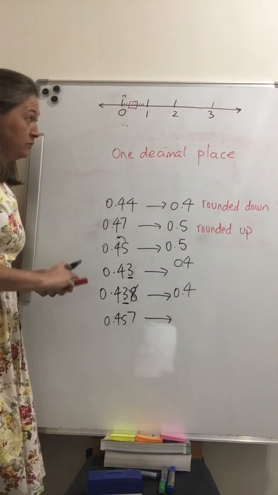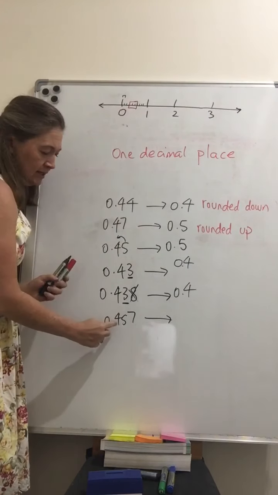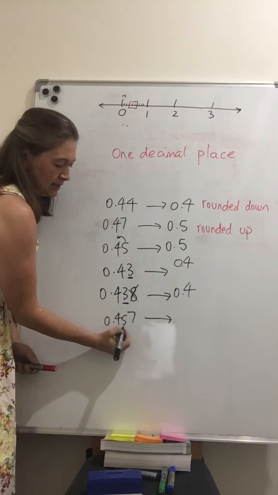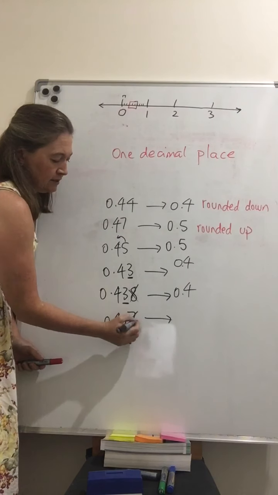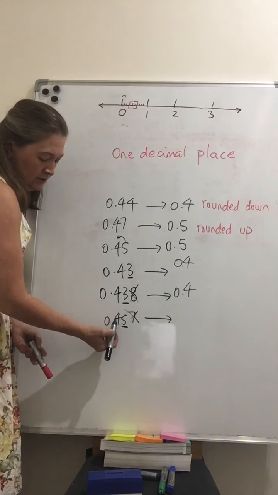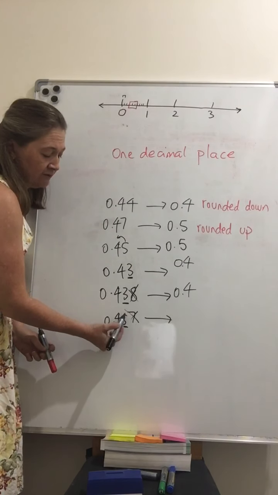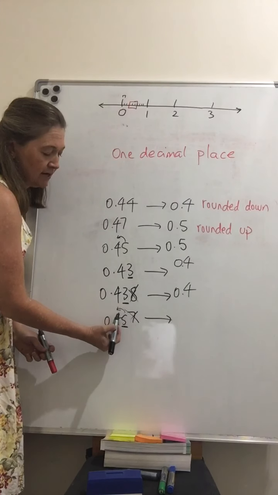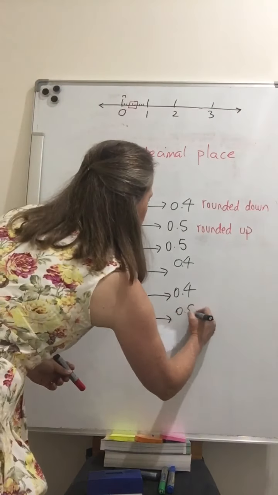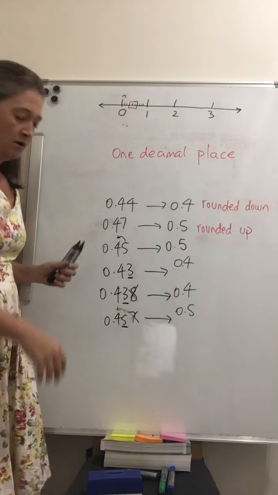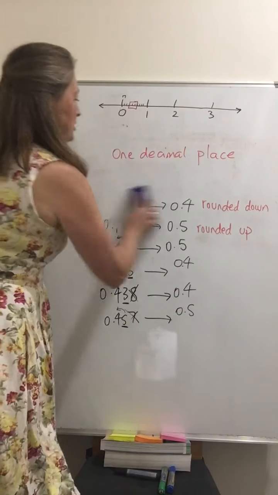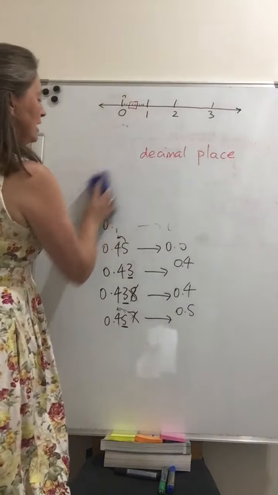All right, again, we're rounding to one decimal place. There's the one decimal place. What's next door? That's what we're interested in. Don't care about you, going to ignore you. So we've got a 5, which is halfway or more, so we're going to have to round up. So that 4 gets rounded up to a 5, 0.5.